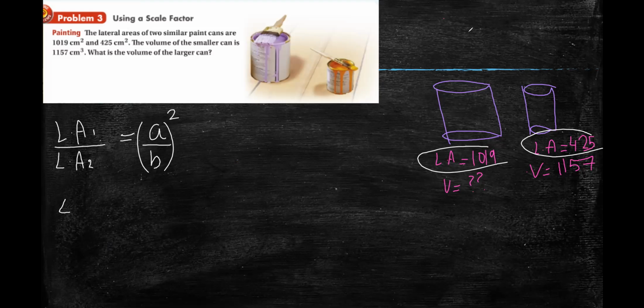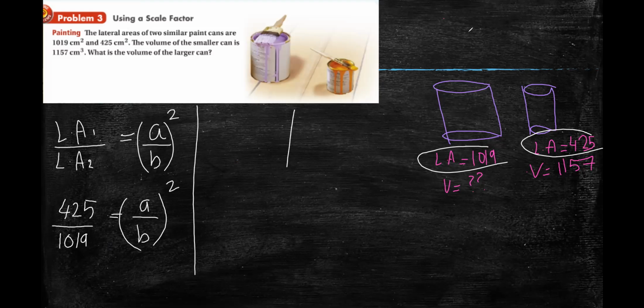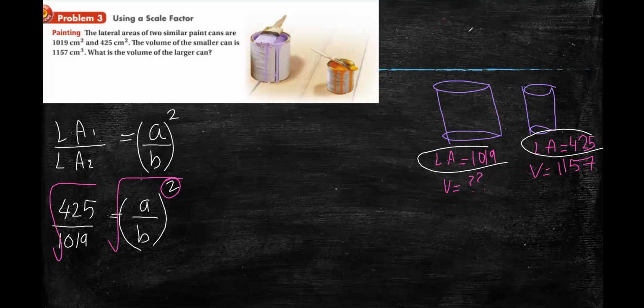So, 425 over 1019 is (A over B) squared. But I don't need (A over B) squared. I want A over B only. So as we did before, take the square root. Why did I choose the square root? Because to cancel the square here. So A over B will be the square root of 425 over 1019.